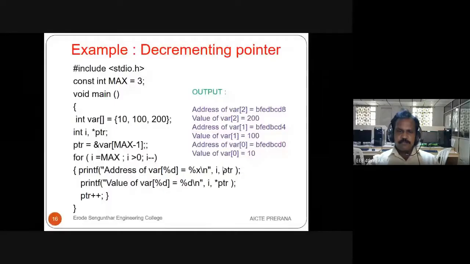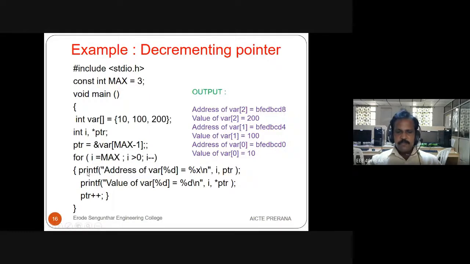So this is the program for decrementing pointer. The same program, instead of using plus plus, we may specify pointer minus minus. So constant integer max equal to 3, void main, and then the integer variable contains 3 values in the program, and then the starting address of the variable is the last value.